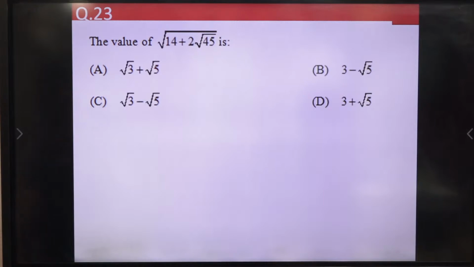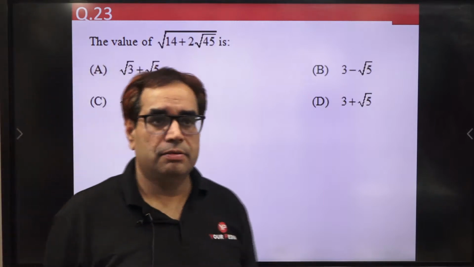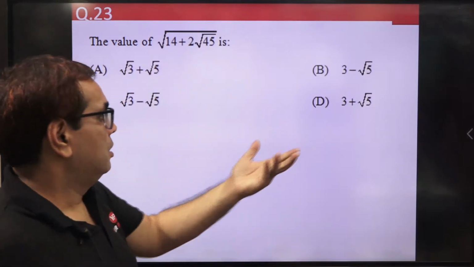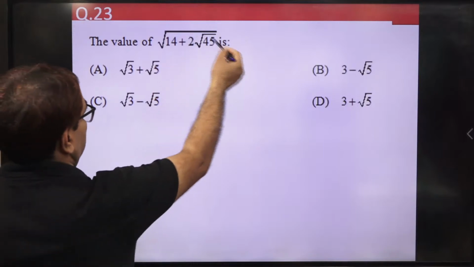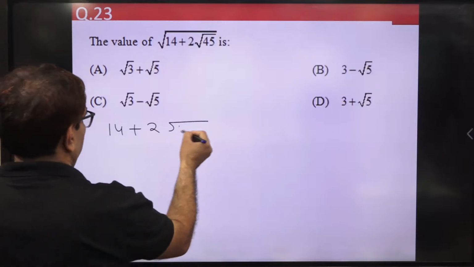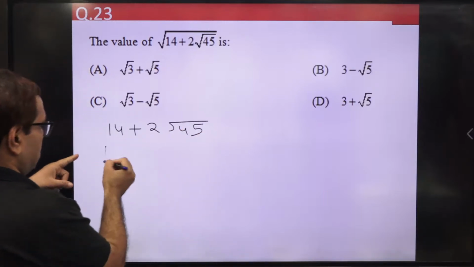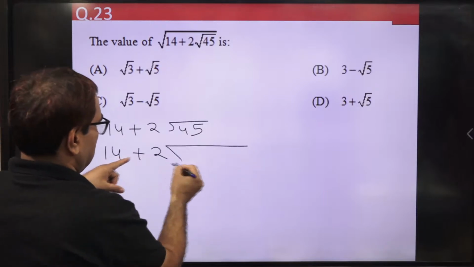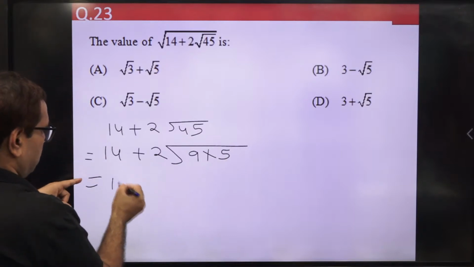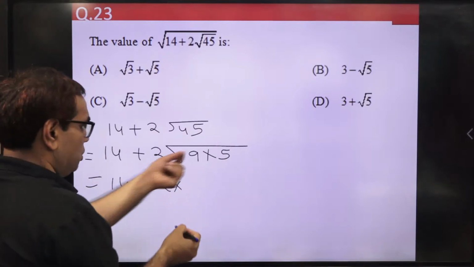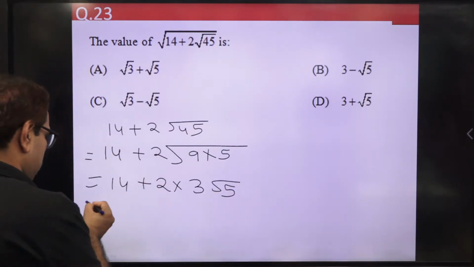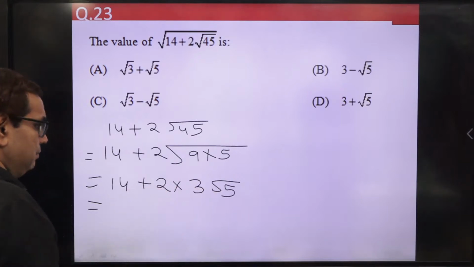Very good. So here we can do one thing. We can square all these options, and we can check which one is giving this 14 plus 2 root 45. Now this root 45 is what? 14 plus 2 multiplied by root 45, which is 9 into 5. So it is equal to 14 plus 2 into root 9, which is 3, into root 5. We can write this in this form also. So it is 14 plus 6 root 5.